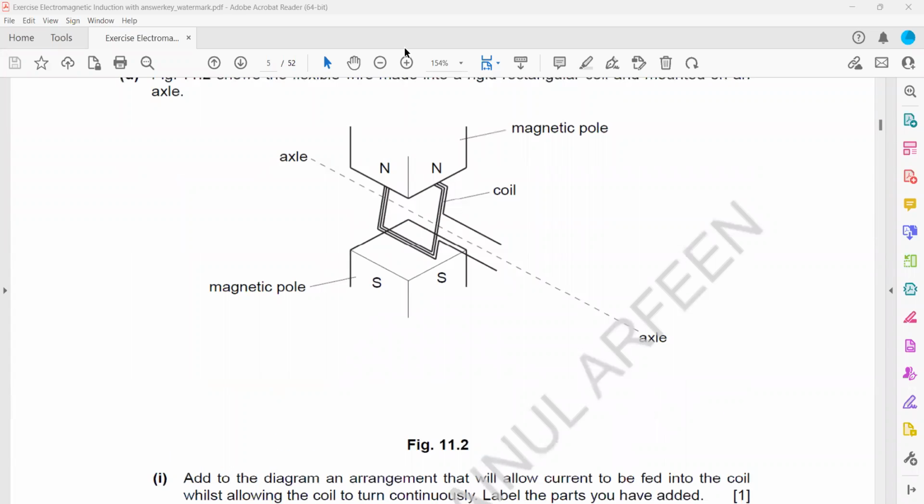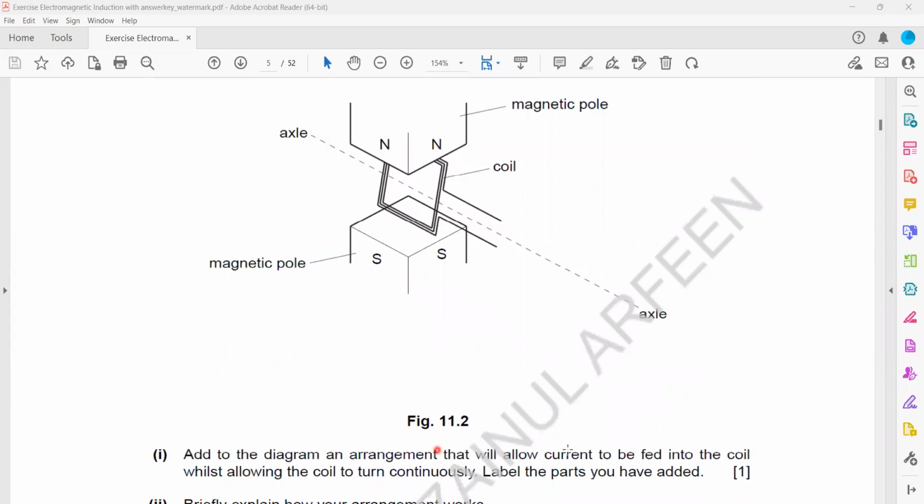So as they mentioned in the question, we add to a diagram an arrangement that allows the current to be fed into a coil. How can we input a current to this? It means we have to pass a current so that it will rotate. We want to convert it into a DC motor. If we want to convert it into an AC generator, what will happen? We should rotate the coil and it will turn into an AC generator.